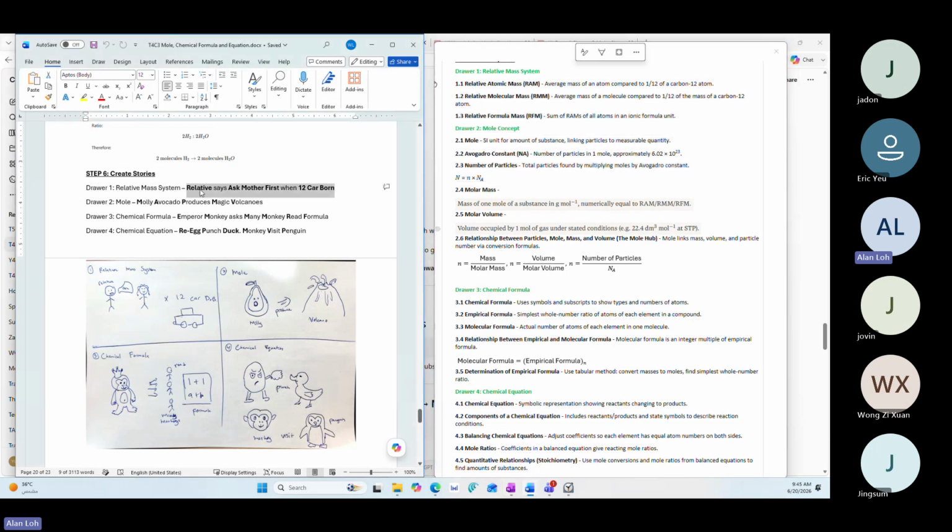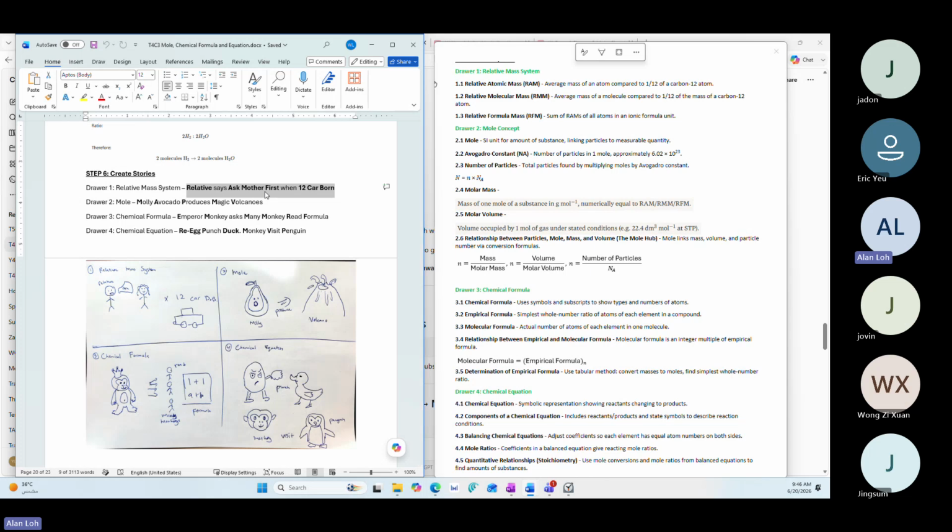Now, relative says ask mom first when 12 carbon born. Okay, whatever it is, it's a silly story. It doesn't make sense. It's not logical. It's fine. Okay. Relative says ask mother first. Ask mother first. So relative is relative. Ask is atomic. Mother is molecular. Okay, so relative says ask mother first. So you have a relative tell you to ask your mother first.